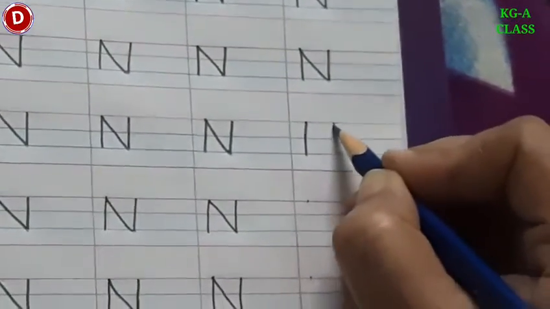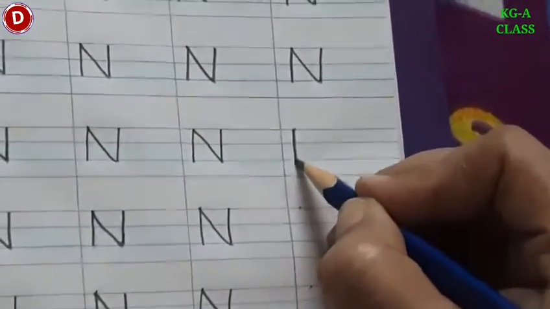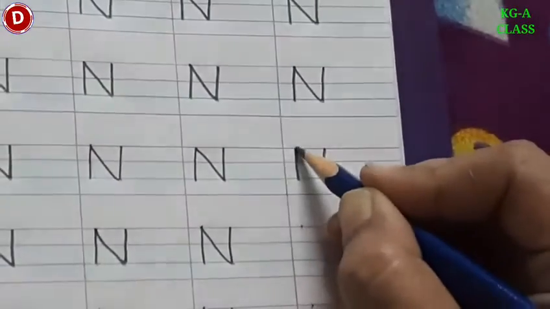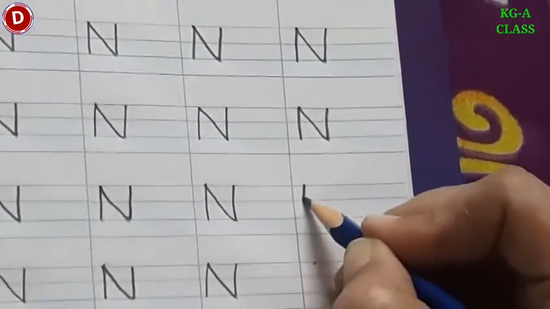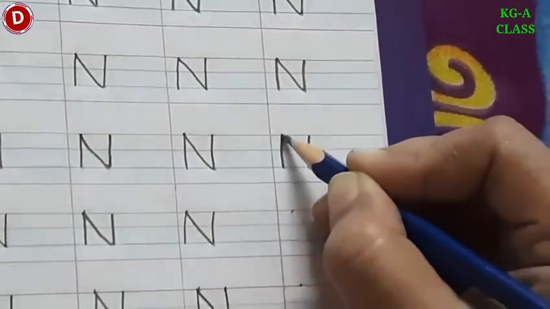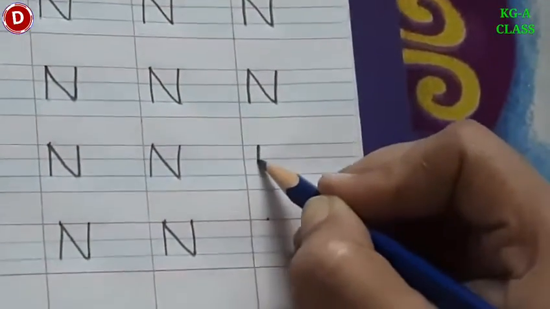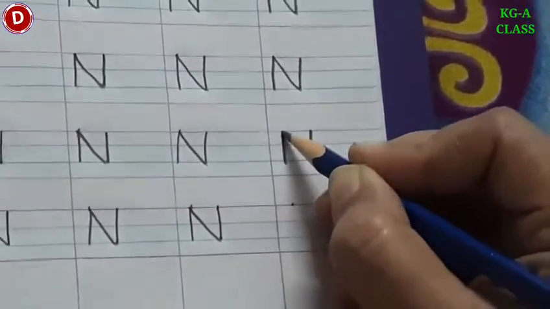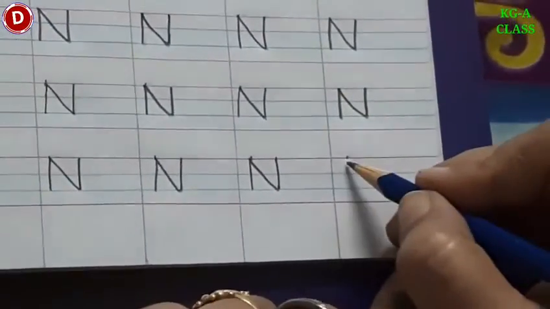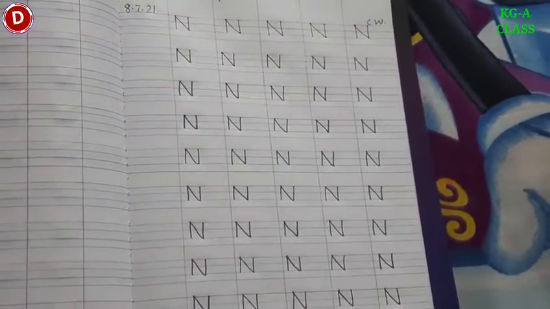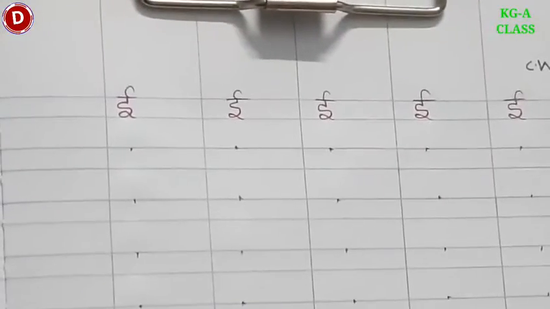Children, in this way, you have to write capital N. Look here. I'm in the last line. And see how I'm writing. Write neatly and slowly. Okay. See. Two standing lines and one slanting line. So, children, in this way, you have to finish one page of N, write it properly, take its picture and send it to me.